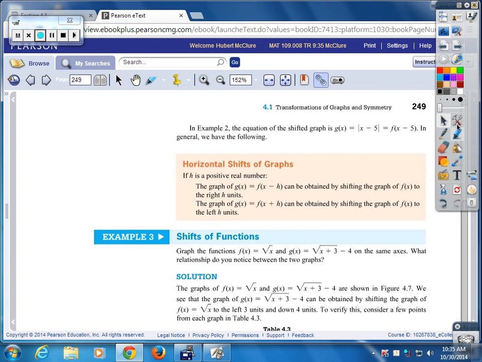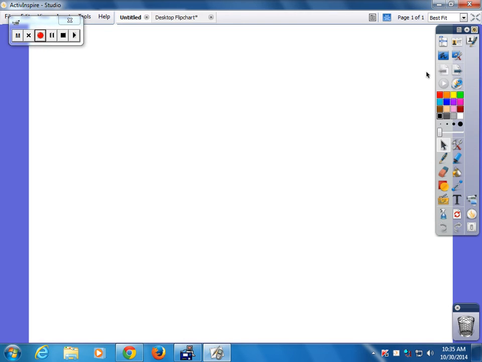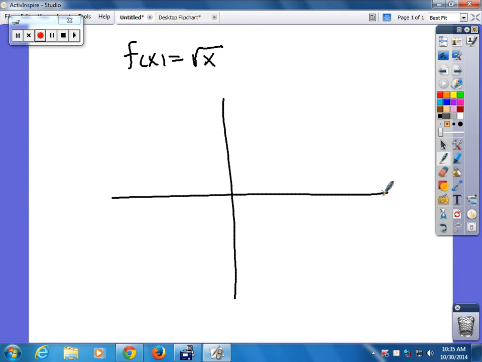All right, you should be done. What do you mean you should be done? It shouldn't take you 5 seconds to do this one. Maybe 10. What's the first one? F of x is equal to what? Square root of x. And that's the parent graph, right? So here's your graph. The parent graph for the square root of x is that right there. Now what's the one they give you? Square root of x plus 3.